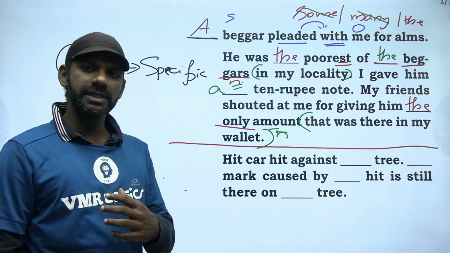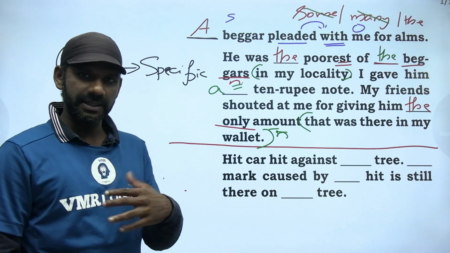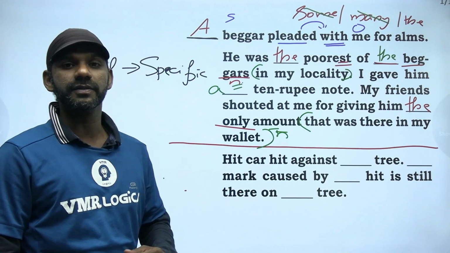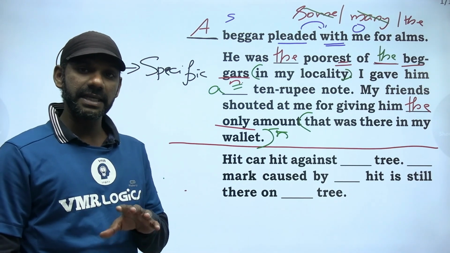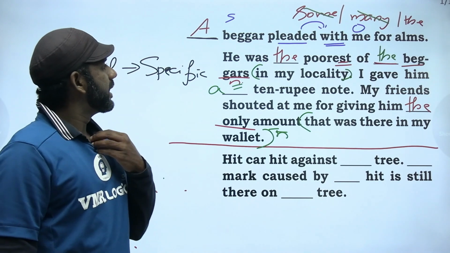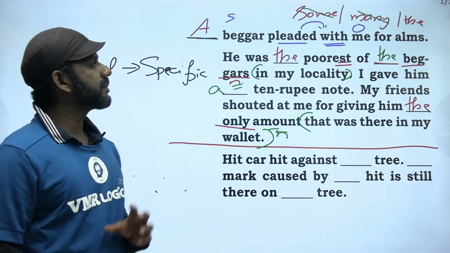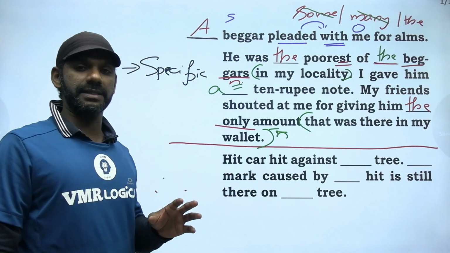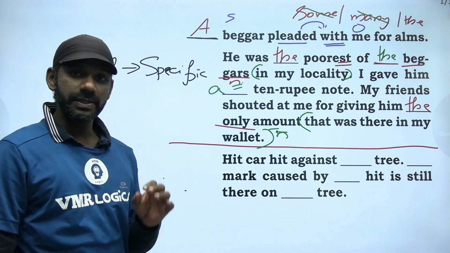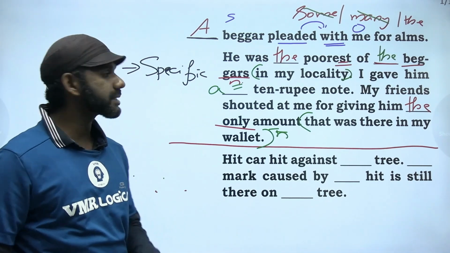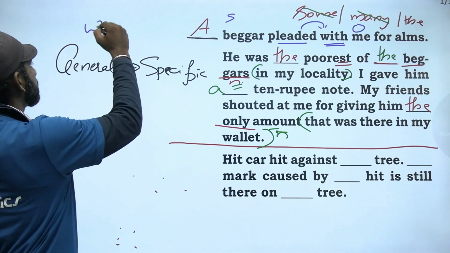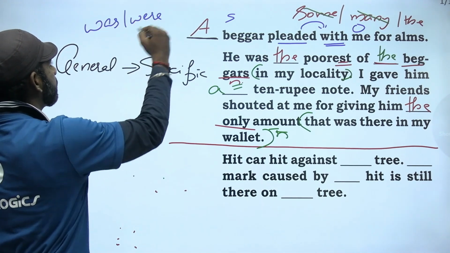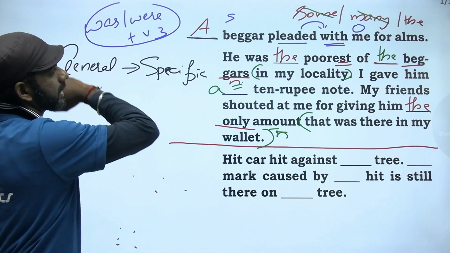Now, when you convert a sentence from one voice to the other, from active to passive or from passive to active, the meaning, the tense and the category must remain the same. A beggar pleaded with me for alms, active voice, simple past tense. So, in the passive voice also it must be in the simple past tense. And simple past passive voice structure is was, so verb plus V3.